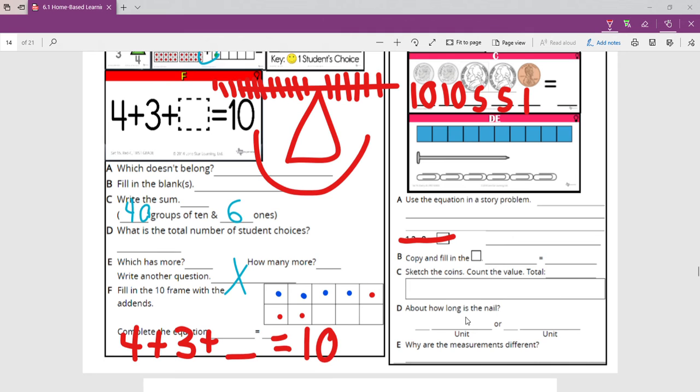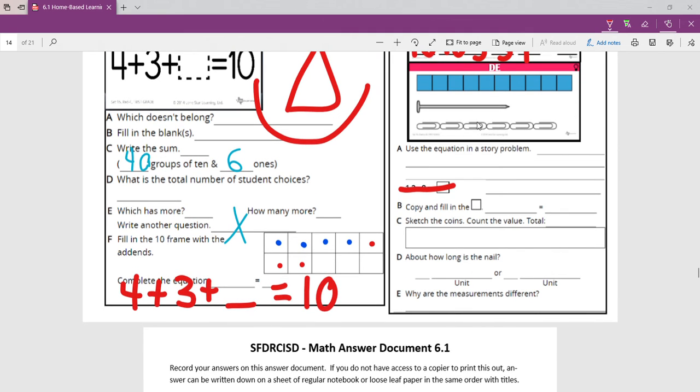Now look at D and E. Right here. You're going to tell me how long is the nail? How many squares is it? That's the word that's going to go. Let me do my pen smaller. That's the word that's going to go right here. Squares. I'm sorry, it looks so messy, boys and girls. How many squares is the nail long?